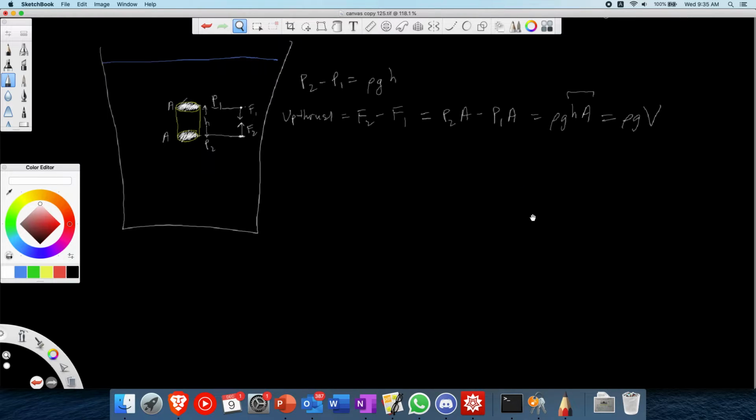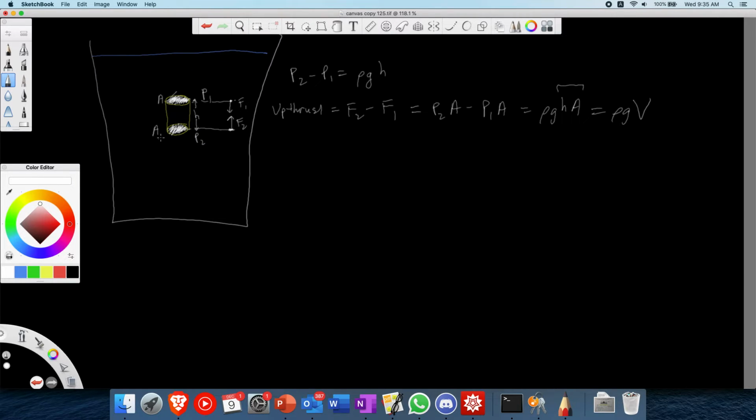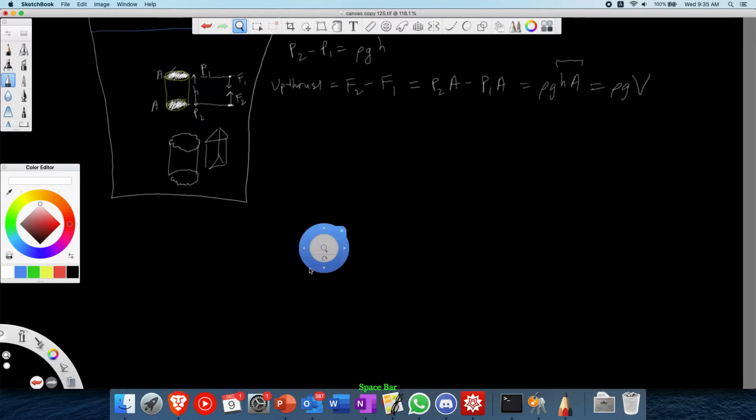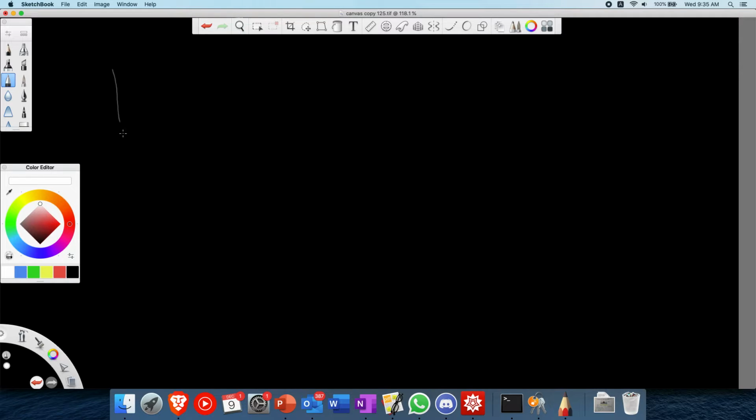This can be generalized. Actually, we don't need it to be a cylinder. It can be any shape, as long as the upper and lower surfaces are the same. It's not exactly the same here, but you get the idea. It can be like a triangle, and this derivation will still work. Now for a more general shape, this one is going to be a bit challenging, but it's fine.